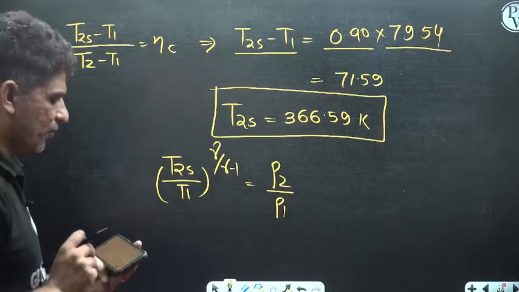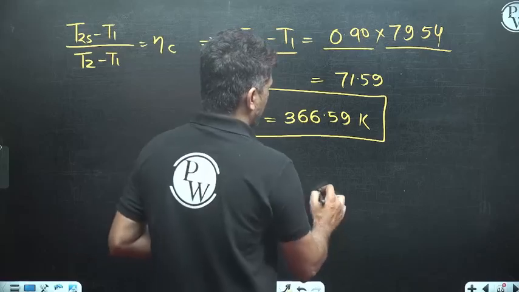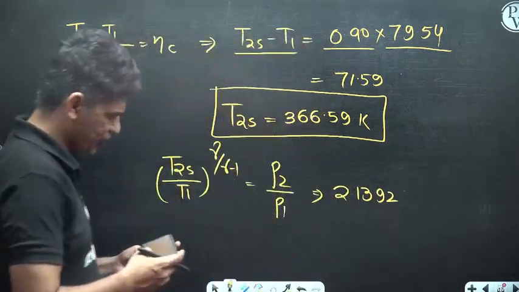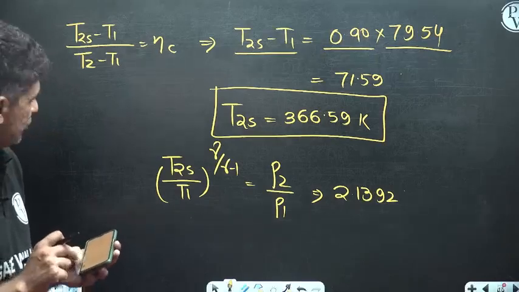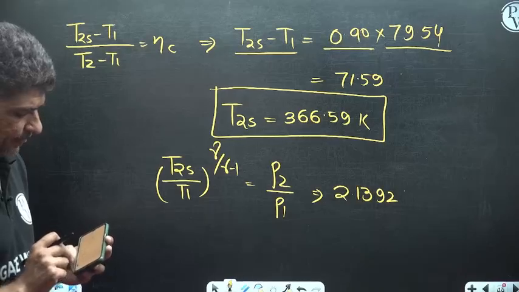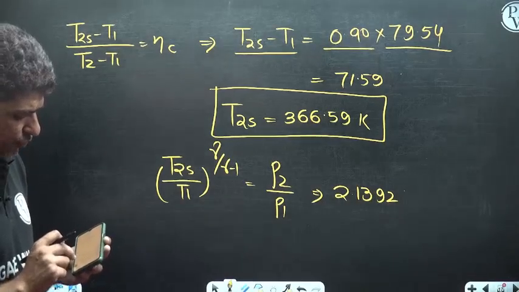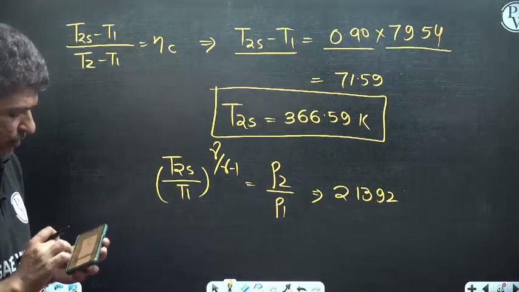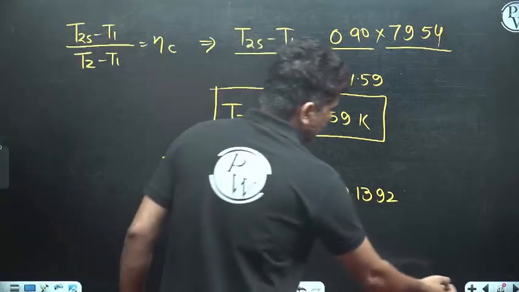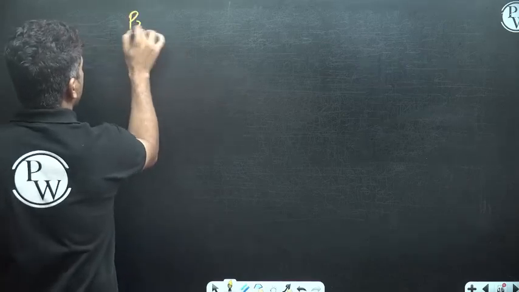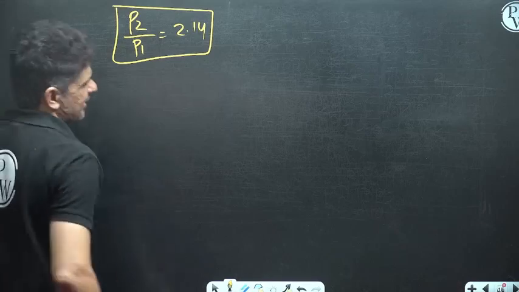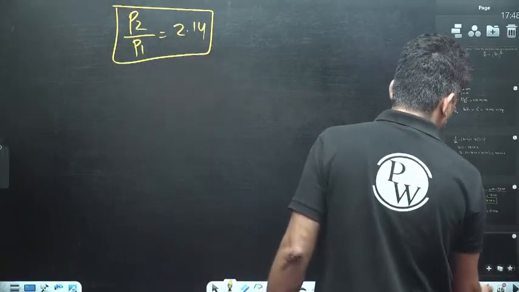So 2.1392. Such a small pressure ratio. I think I have made a mistake somewhere. So 366.59 divided by 295 is 1.24. 1.24 to the power 3.5 is 2.1392. Yes, that's correct. Okay. So the pressure ratio developed, P2 by P1, is 2.14. 2.139 is 2.14. Understood?